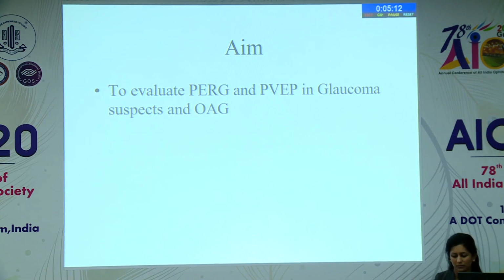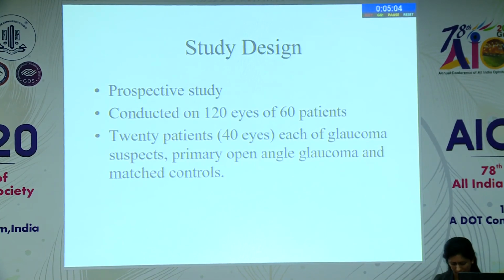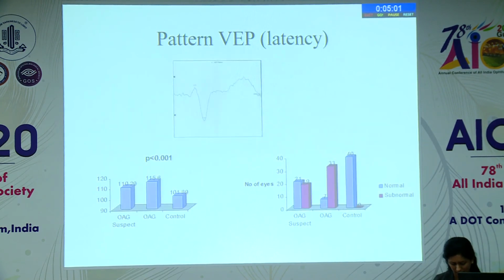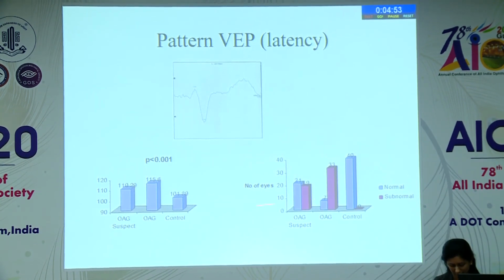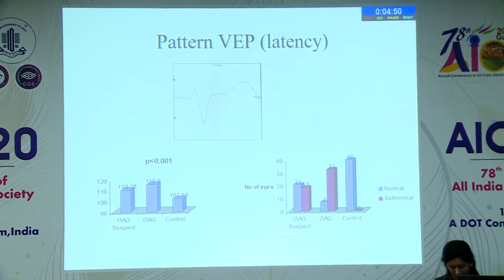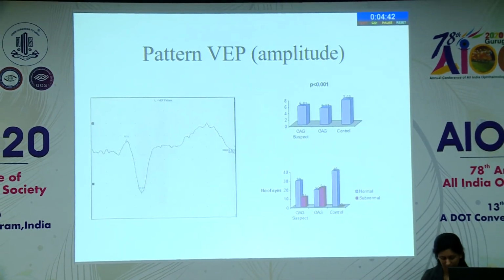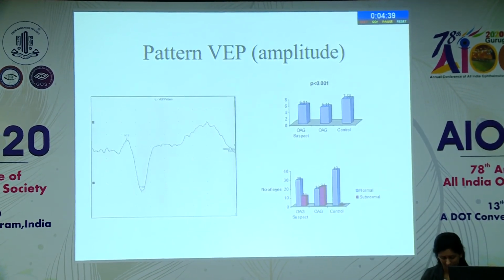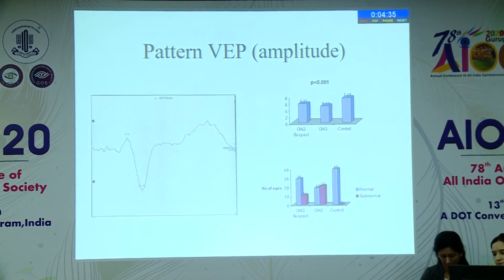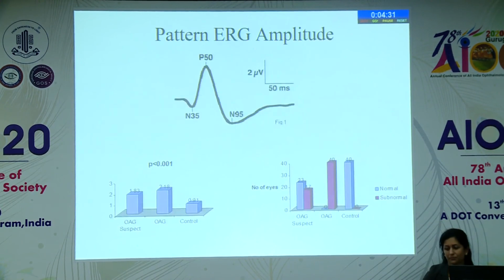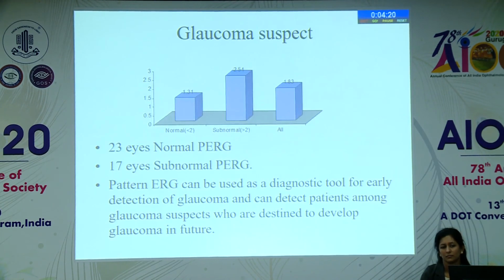So our aim was to evaluate pattern ERG and pattern VEP in glaucoma suspects and open angle glaucoma. We had done 40 eyes in 3 groups of patients. We have seen that pattern VEP is affected in glaucomatous patients. In open angle glaucoma, they are significantly affected as compared to glaucoma suspect and the normal patients. The difference between the glaucoma suspect and the normal was not very significant, but between open angle glaucoma and the normal or glaucoma suspect, it was quite significantly different, both in amplitude as well as in the latency. Even within the amplitude, the glaucoma patients have significantly decreased amplitude as compared to glaucoma suspect and normal.